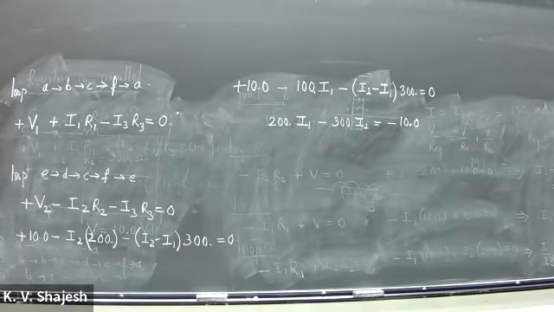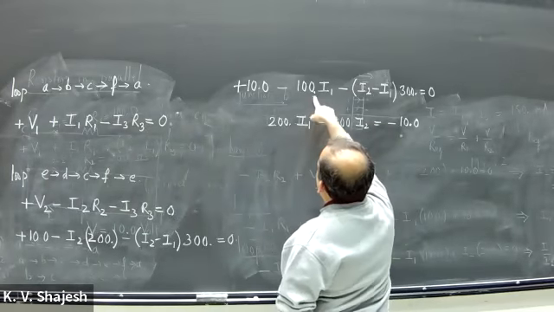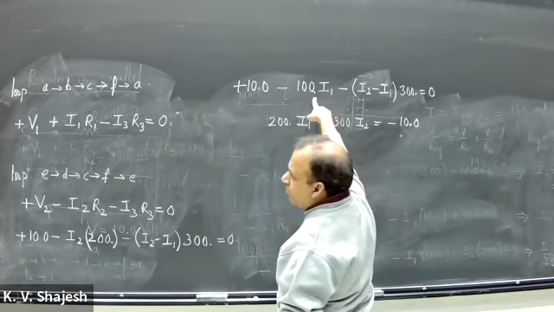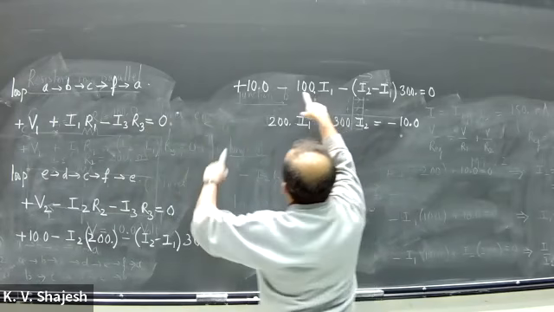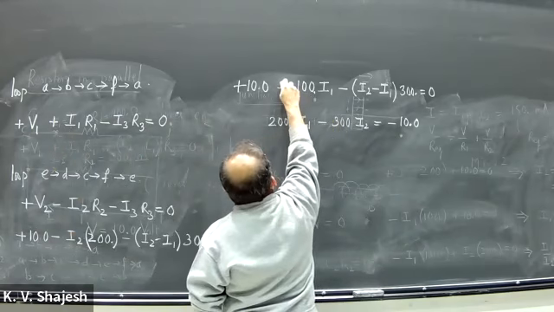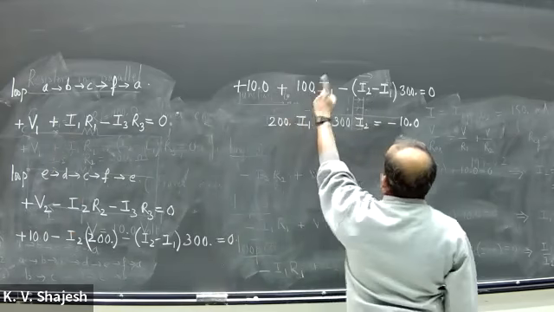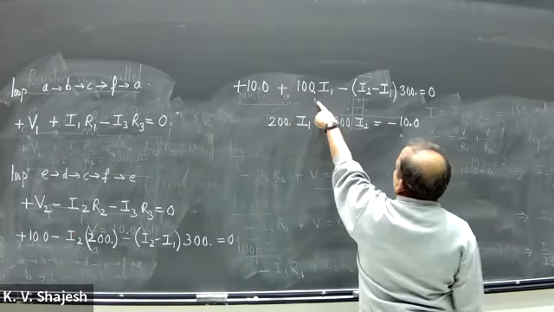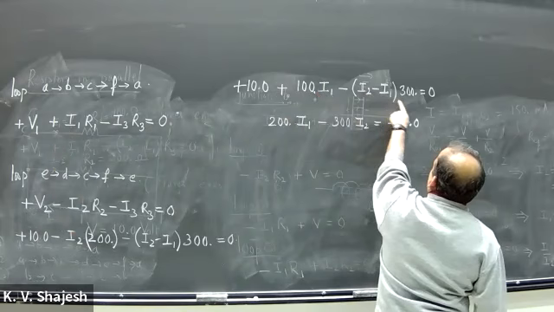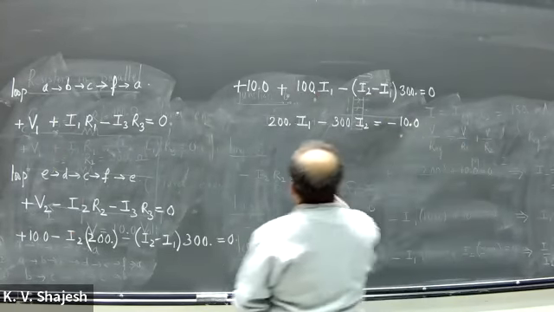Question? Yes, I made a mistake. The 100 I1 is supposed to be positive. This one? Yes, that should be positive. Thank you. So let's do this again: plus 100 plus I1, so that's plus 400 then, correct?